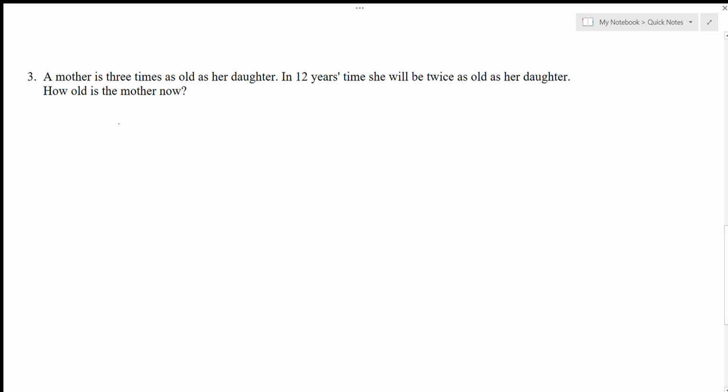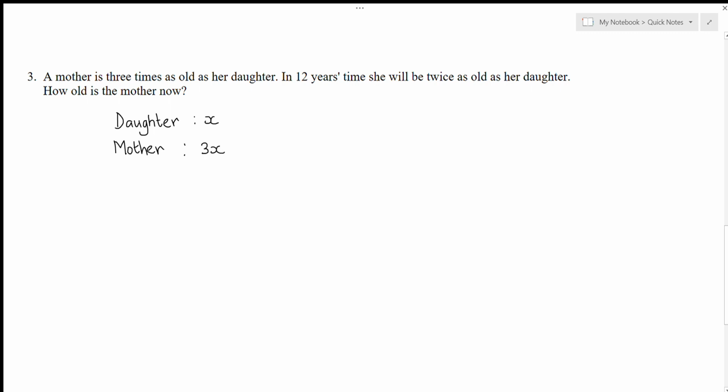So the first thing I would do is, what is my unknown? The unknown is the daughter. We'd call the daughter X in this case. So I'd say here X. The mother is 3 times the age of her daughter, so she would be 3x.